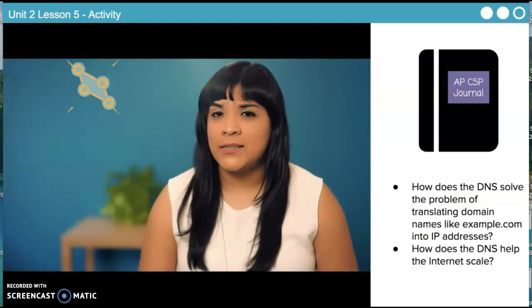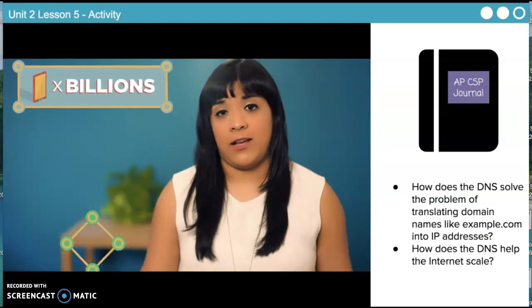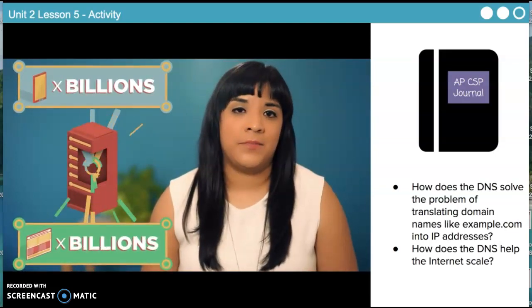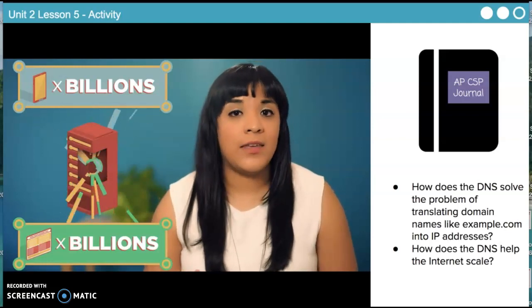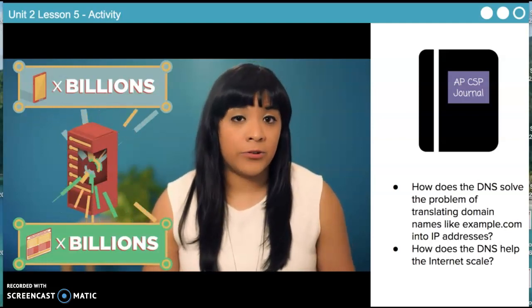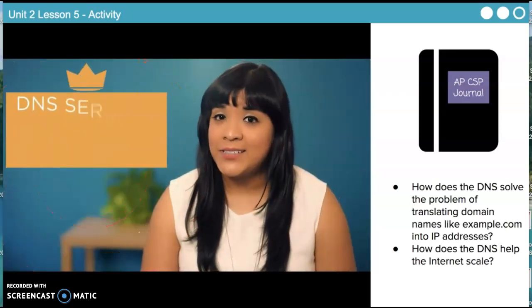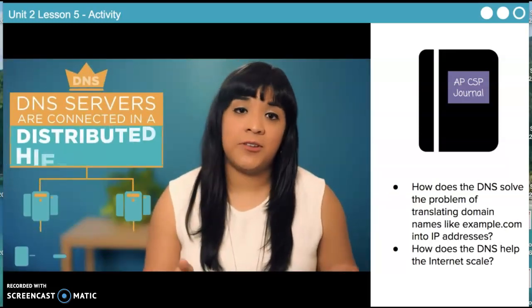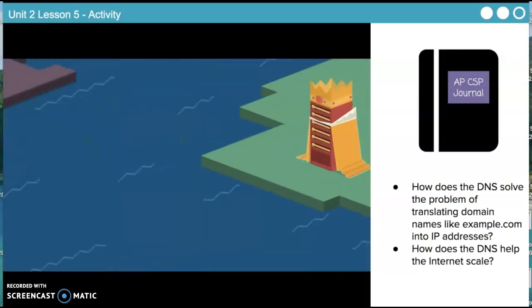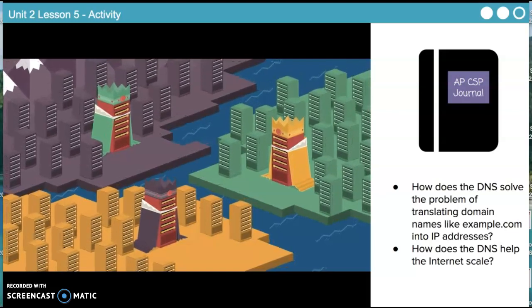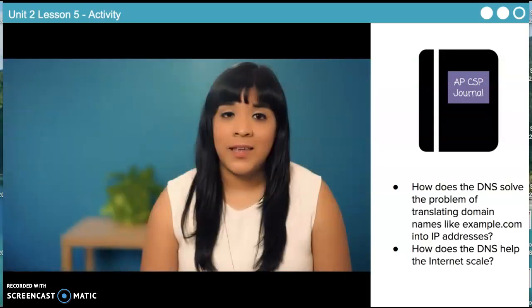So how do we design a system for billions of devices to find any one of billions of different websites? There is no way one DNS server can handle all the requests from all devices. The answer is that DNS servers are connected in a distributed hierarchy and are divided into zones, splitting up responsibility for the major domains, such as .org, .com, .net, etc.